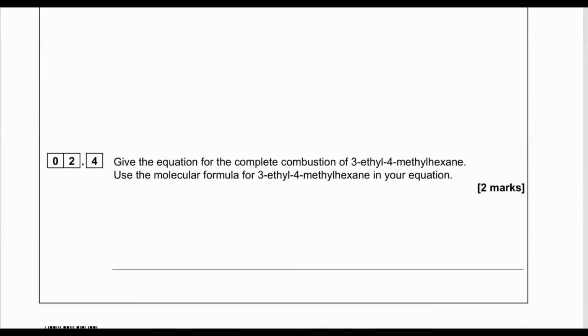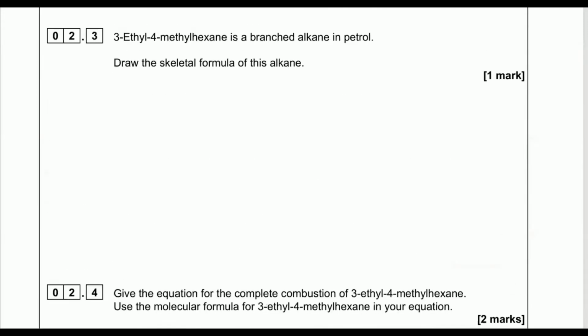Well, let's move on to 2.3. Now, for 2.3, the question is that 3-ethyl-4-methylhexane is a branched chain alkane in petrol. Draw the skeletal formula of this alkane. So the first thing to start with here is the word hexane. This is the main chain or the longest chain. So you just want to make sure that you've got 6 carbons.